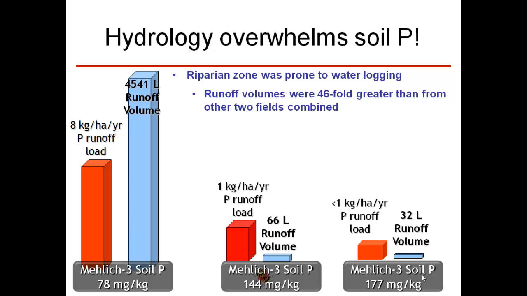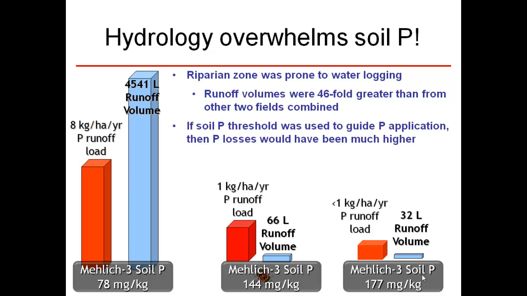So while we had the highest source on the upper fields, we had the lowest transport risk. And if we had just used soil test P and said, I'm going to put my manure on the lowest soil test P, we would have made this problem exponentially worse. So that's why we use an environmental tool when it comes to phosphorus and not an agronomic tool.